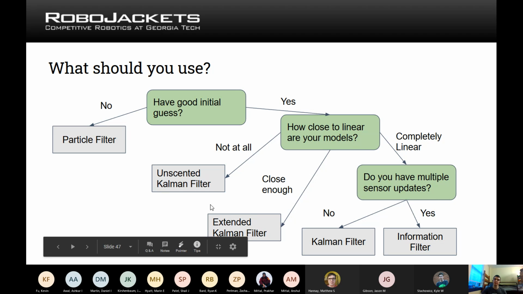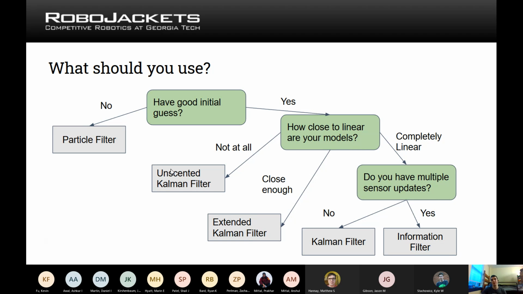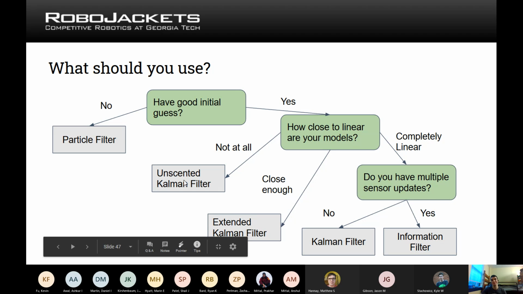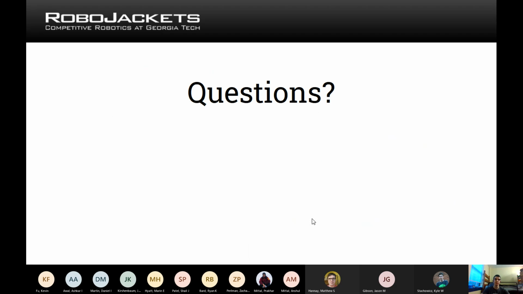But again, sometimes you don't care about computational cost too much, and you care more about getting a great estimate. And so then you might use an unscented Kalman filter instead of an extended Kalman filter. Also, information filter packages are, I think, more rare than Kalman filter packages, so it just might be easier to implement the Kalman filter. So yeah, that's it for the presentation.